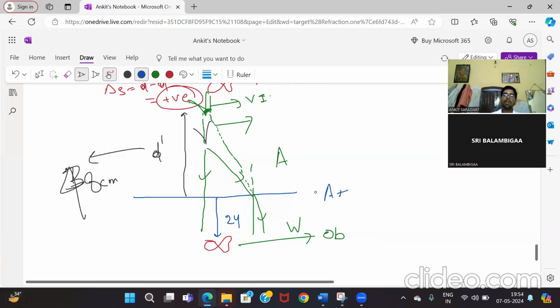But if they're asking the apparent height as seen by the fish, then always add 48 plus 24. Is it right? Yes, sir. 24, then we'll get 72 here.